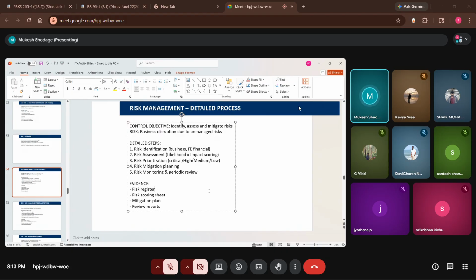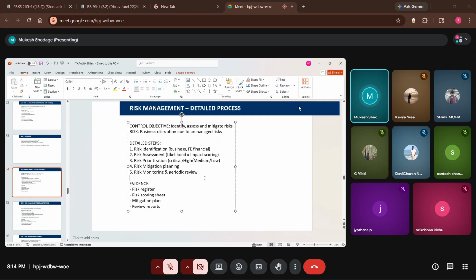Okay. Then the fifth stage, after doing everything, comes the post-implementation risk monitoring and periodic review. Once you have treated the risk, it doesn't mean that the risk is stopped. What we need to do is the periodic review. And how will we do this?